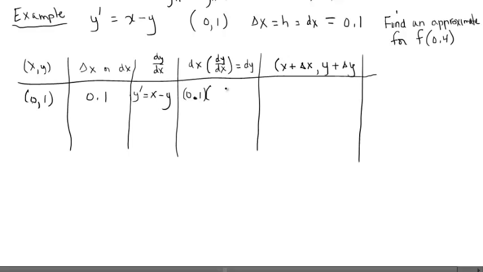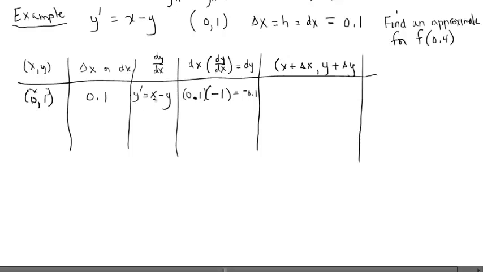So when I plug in, this is x, this is y, 0 minus 1, I get negative 1. Do the calculations, I'm going to get negative 0.1. That's our change in y. So actually we're not going up, we're going down. So the graph must be falling because we have a negative slope.